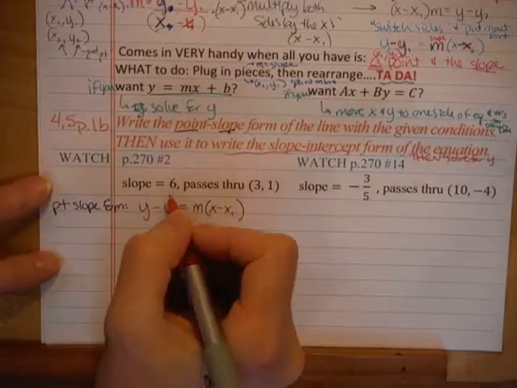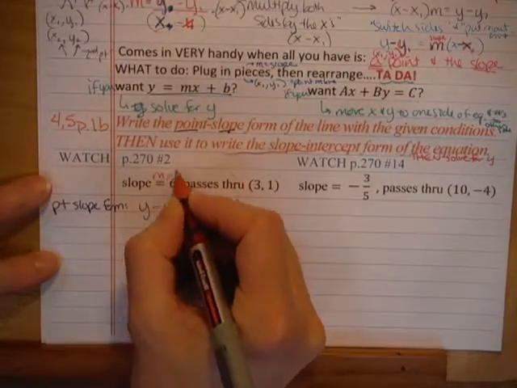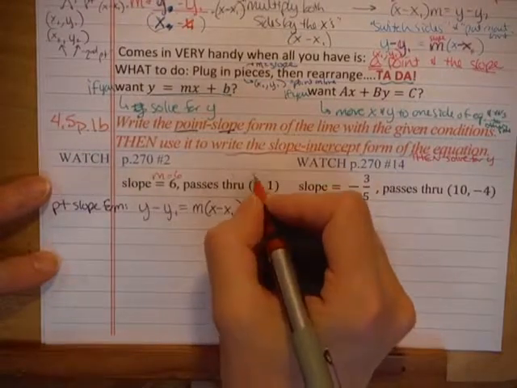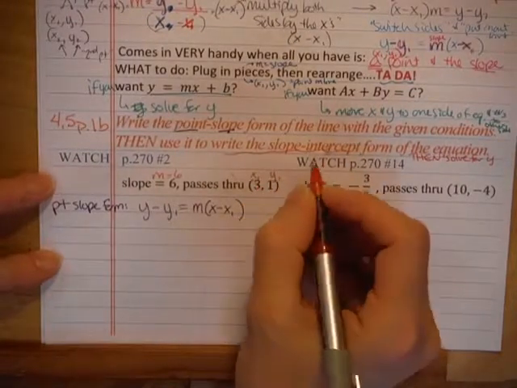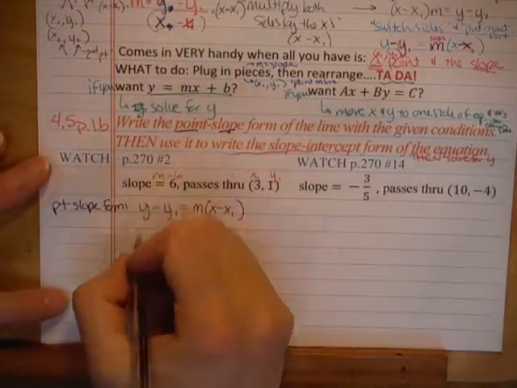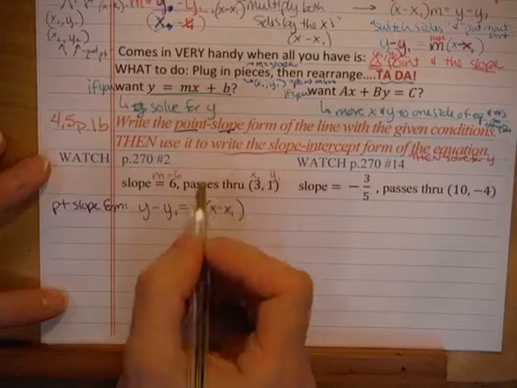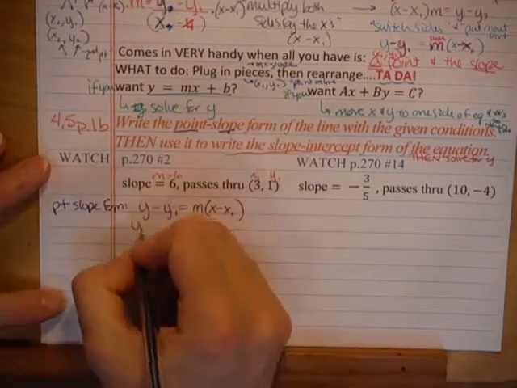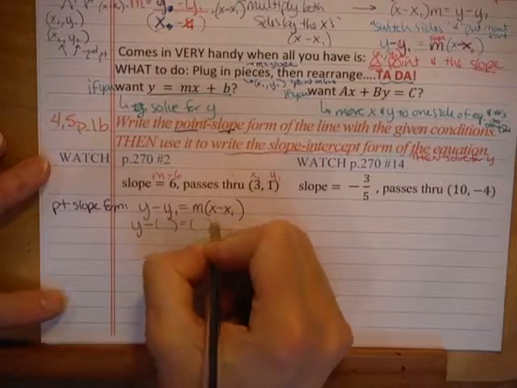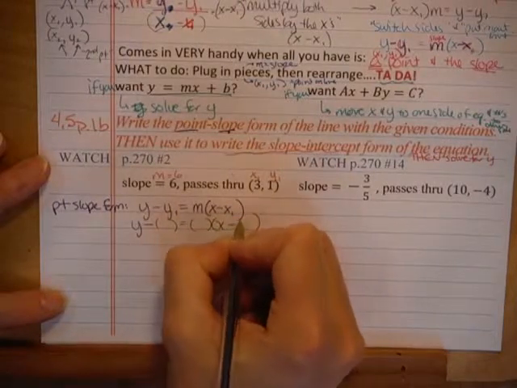And they tell us that the slope equals 6, so our m value is going to be 6. And the point we're using, it passes through 3, 1. So 3 is our x1 value and 1 is our y1 value. So I'm going to rewrite my formula, leaving spaces for these three values. So it's y minus y1 equals m times x minus x1.